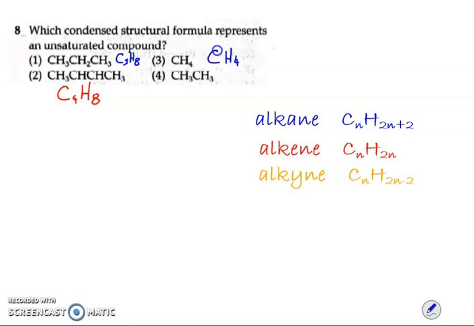The fourth one, C2H6. The number of hydrogens is twice the number of carbons plus 2, so that is an alkane. The only one that is not an alkane is the number 2, which is an alkene, which is unsaturated.